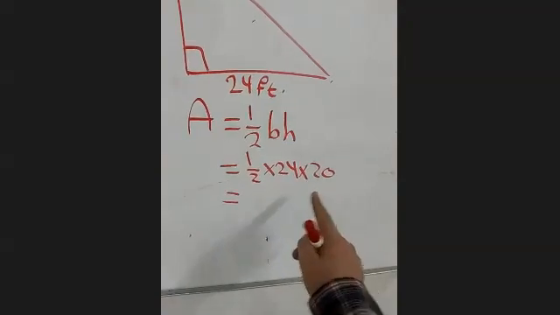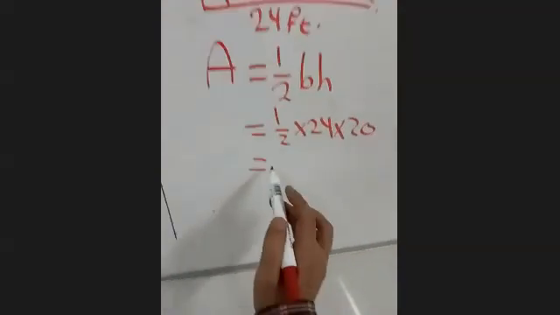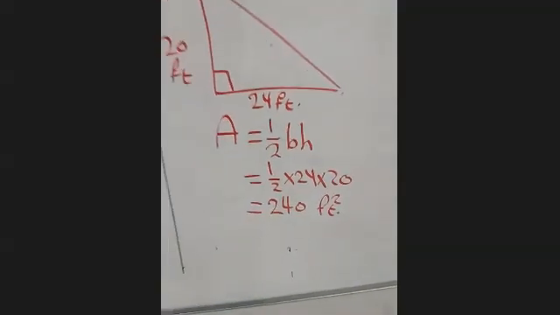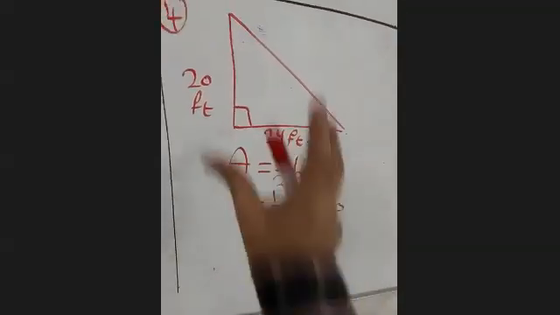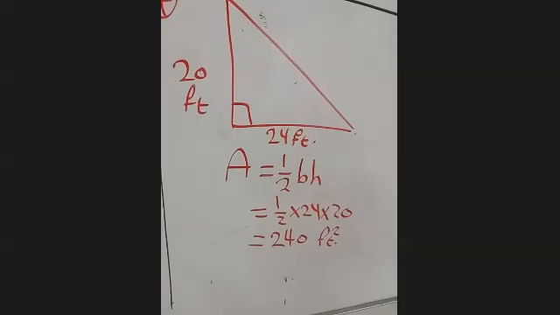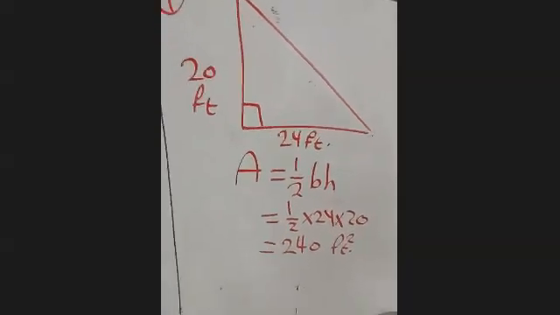Half of 20 is 10, times 24, how much? 240 feet to the power of 2. So first step, we found the area. Got it? Now let's go back and read the question again to see what we need to do more. Let's read the question again, me and you.